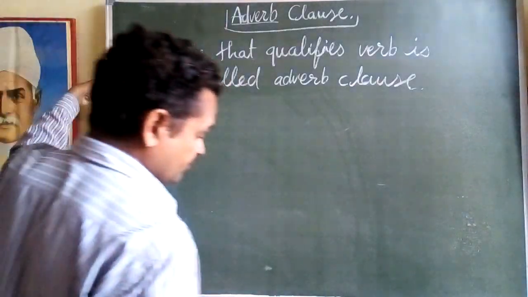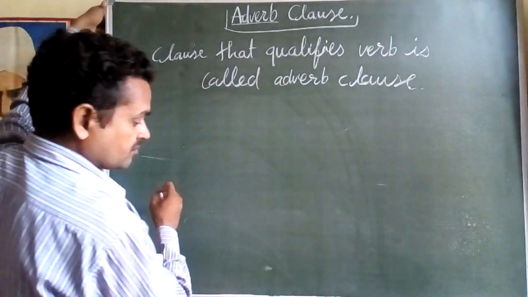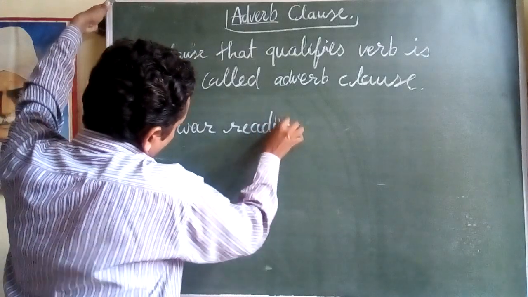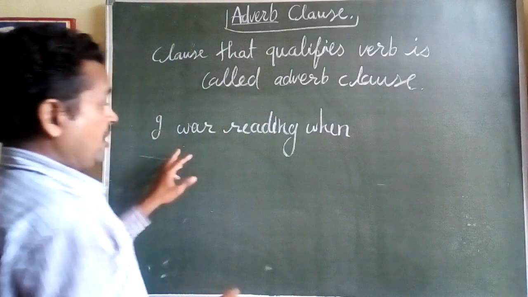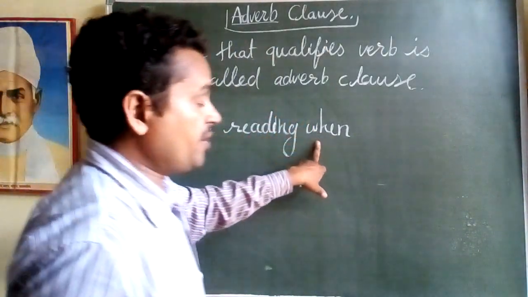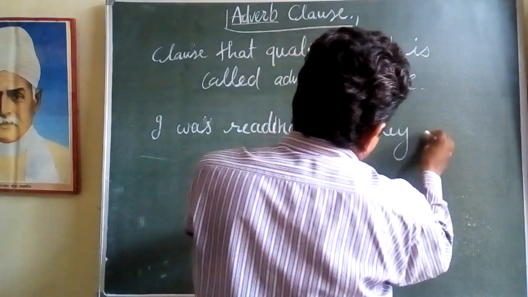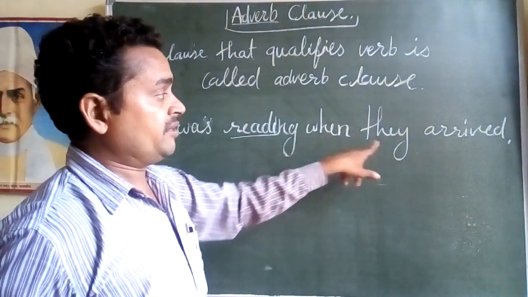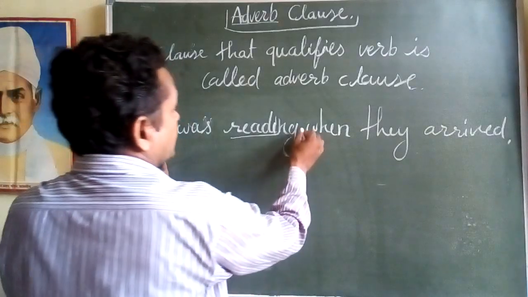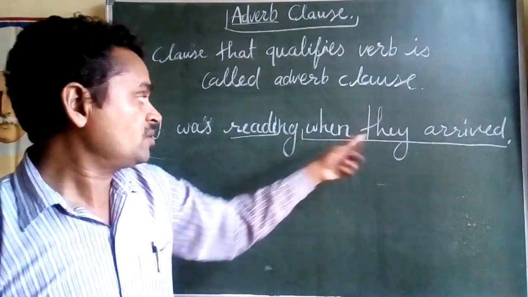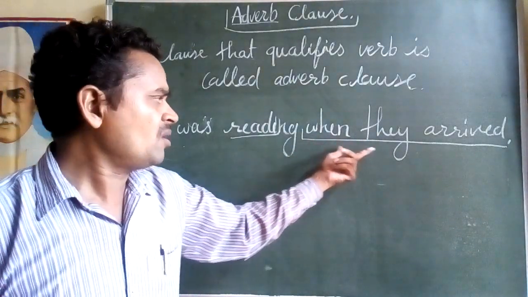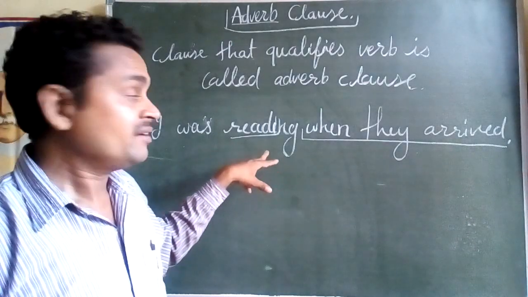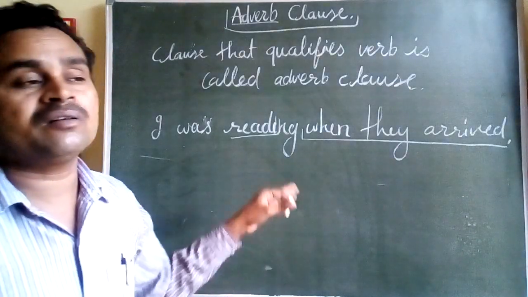I was reading when they arrived. So I was reading, when they arrived. This whole clause beginning with when is describing the verb reading. It means what was he doing? He was reading. So it is also called an adverb clause.